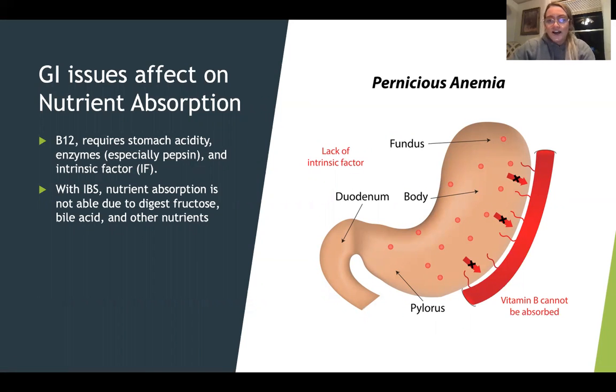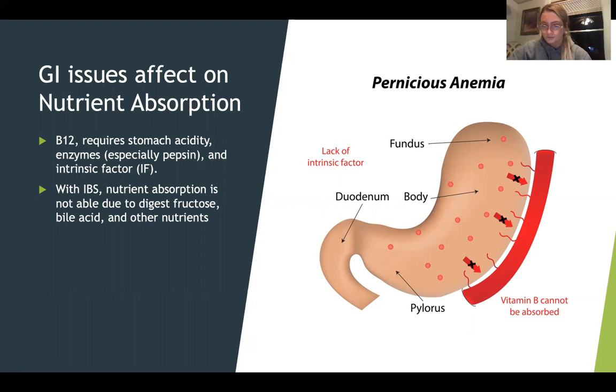So if you have some GI issues such as IBS, GERD, and dysphagia, that can affect your nutrient absorption. Obviously with dysphagia, you're not consuming the food properly, so that can cause issues with not being able to get enough nutrients, maybe because of your fear of eating or the food not reaching the stomach and absorbing properly.